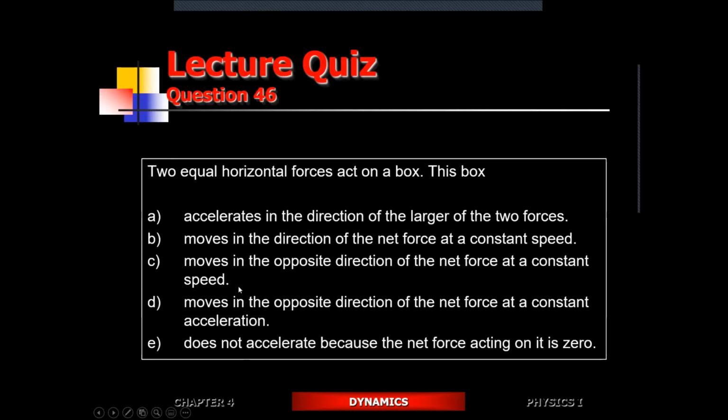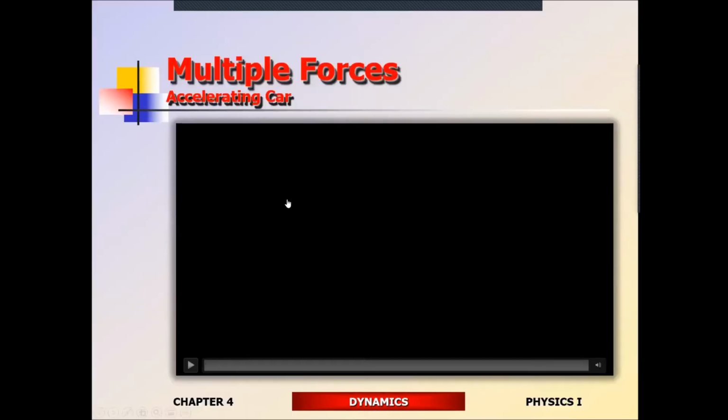Moves in the opposite direction of the net force at a constant speed. That's once again the same reason. It's not correct. Moves in the opposite direction of the net force at a constant acceleration. That's not right either, because objects accelerate in the direction of the force. So E is the best answer for this one. It does not accelerate because the net force acting on it is zero. That's the only reasonable explanation that we could come up with.